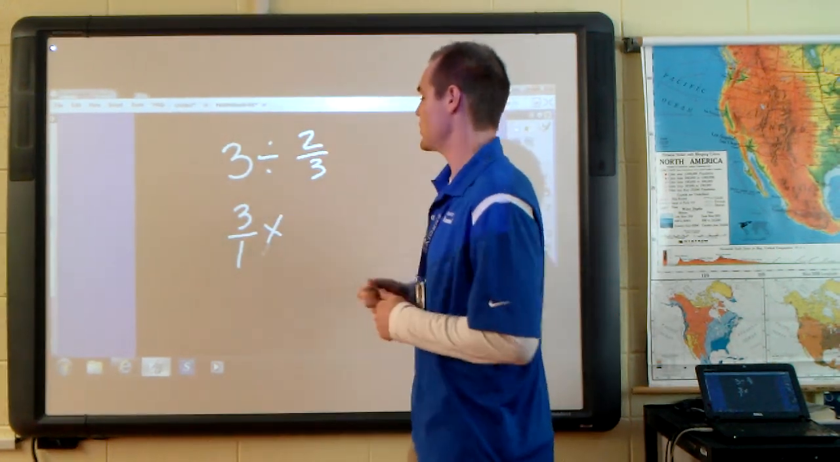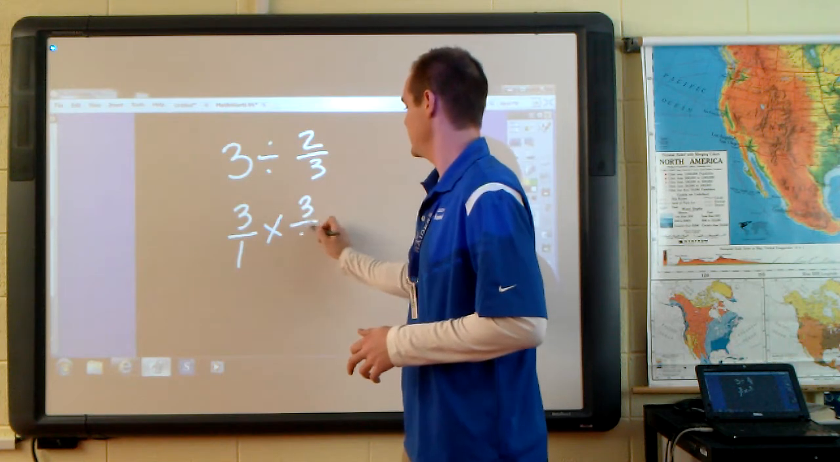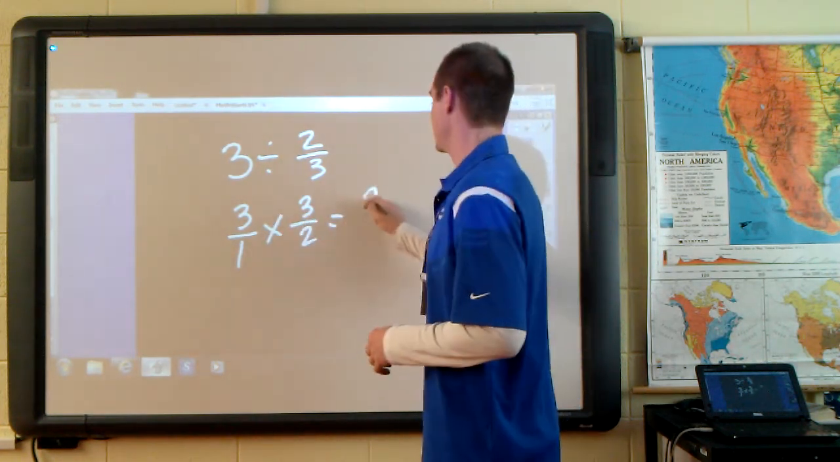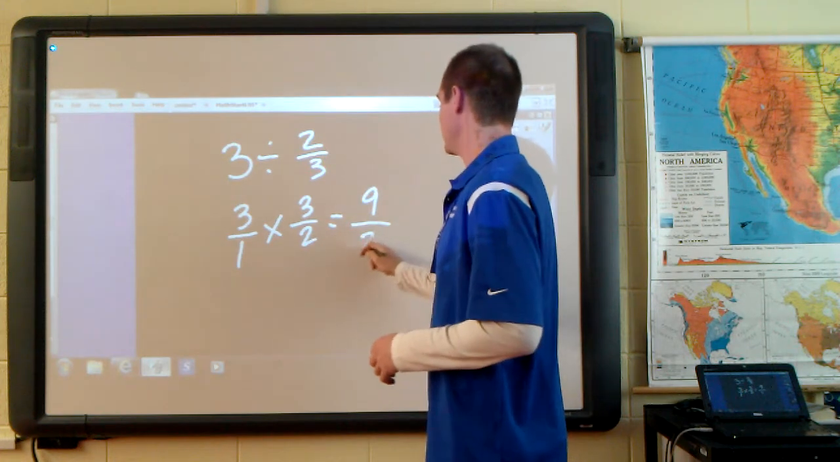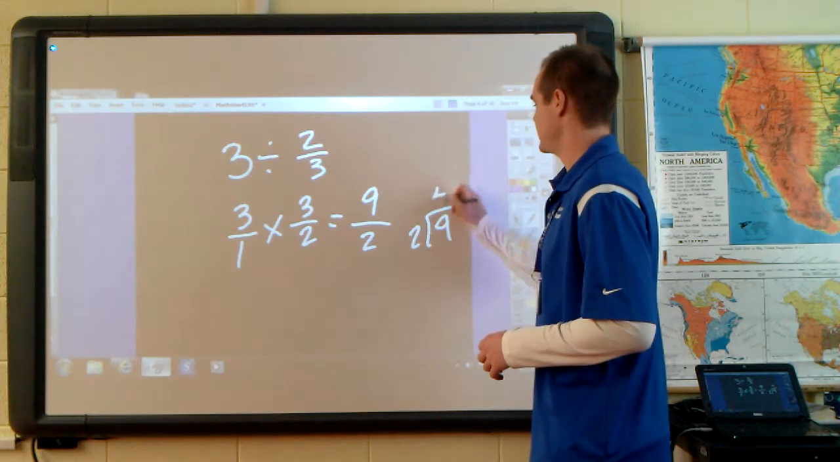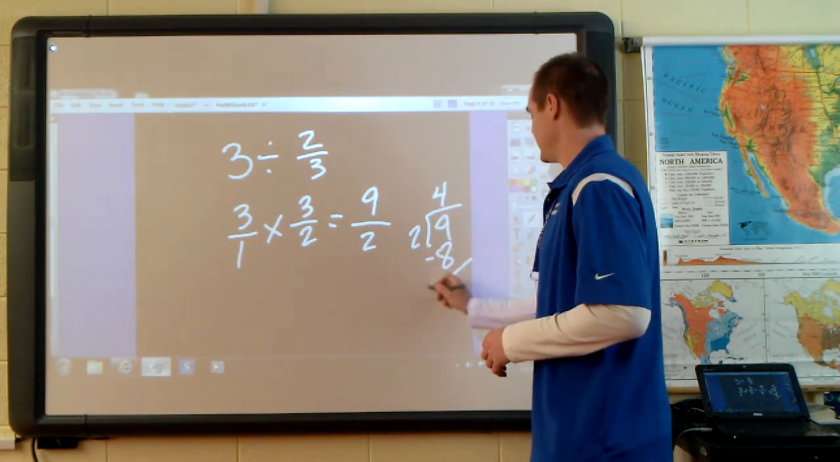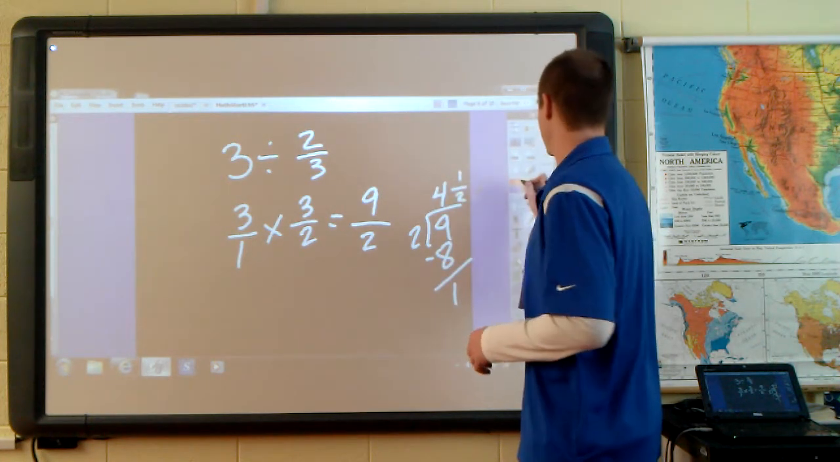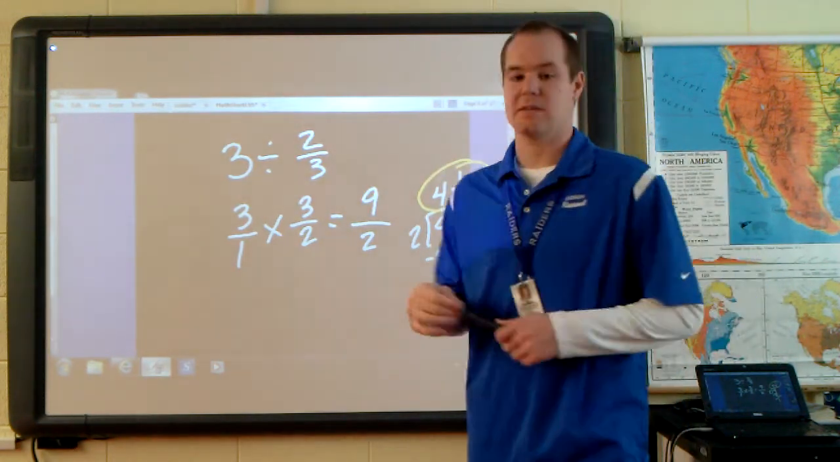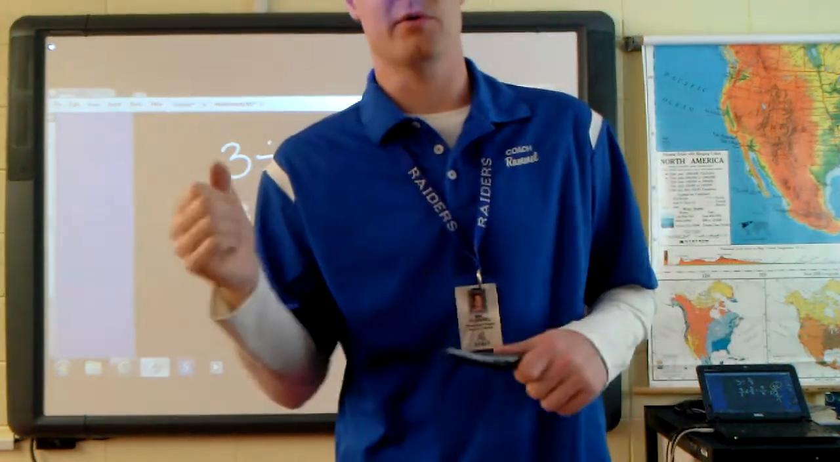We invert the fraction 2/3 to get its reciprocal. And then you multiply straight across. 3 times 3 is 9. 1 times 2 is 2. You reduce that improper fraction by dividing. You end up with an answer of 4 1/2. And that's your answer for example 3. Put that down for example 3, please.